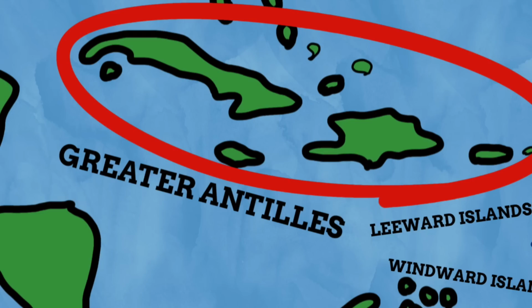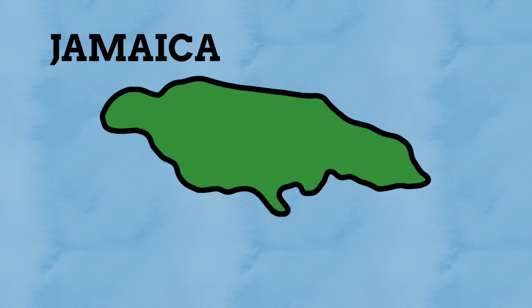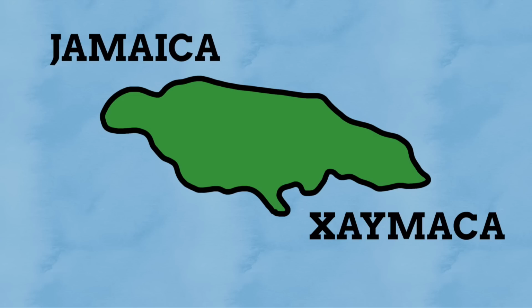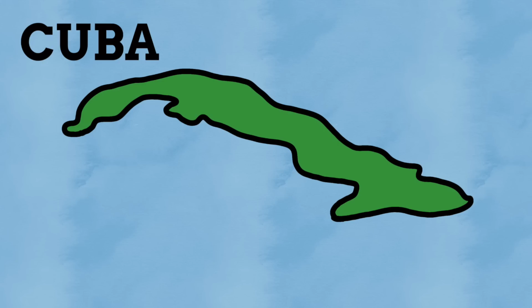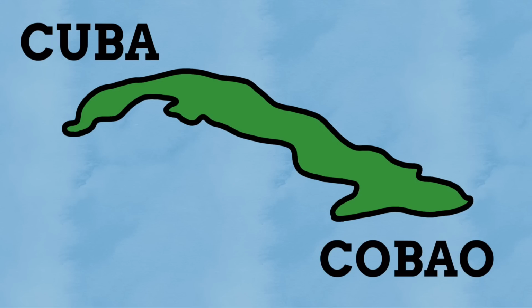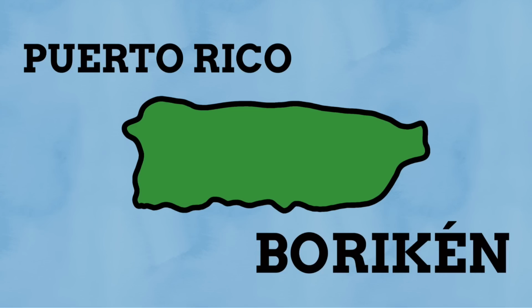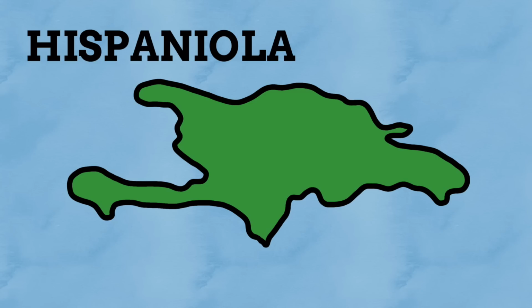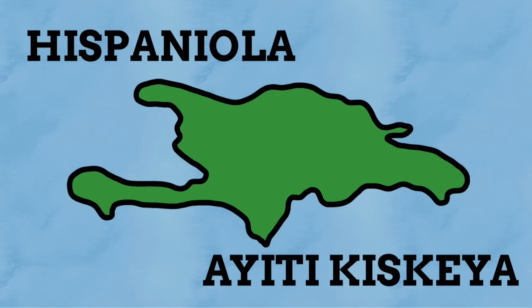And finally we have the largest islands of the Caribbean, which make up the Greater Antilles. This includes Jamaica, which in Arawakan is called Jamaica, which means land of wood and water, or maybe land of spring. Cuba's native name of Cobeo means large island / place, which makes sense as it is the largest Caribbean island. Puerto Rico's name of Bolican means land of the valiant and noble land, and Hispaniola's native name of Ayiti Kiseke means rough earth, mother of all lands.